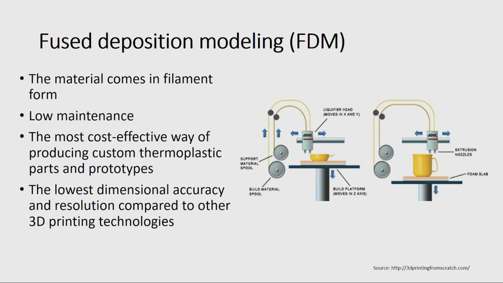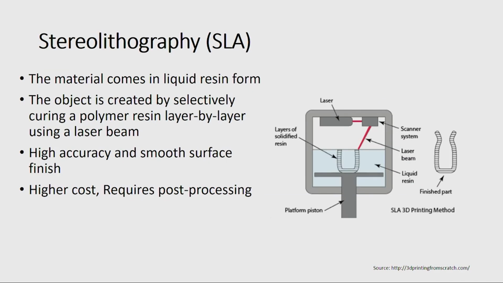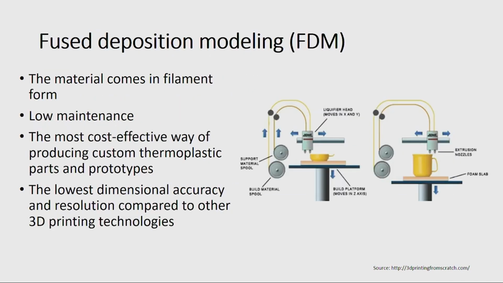And then here a liquefier head is shown. The liquefier head will melt the material, both build material and support material, and deposit it on a frame which will move in the Z axis. And it is the most cost efficient way of producing custom thermoplastic parts for prototypes. Of course, that is for low volume.